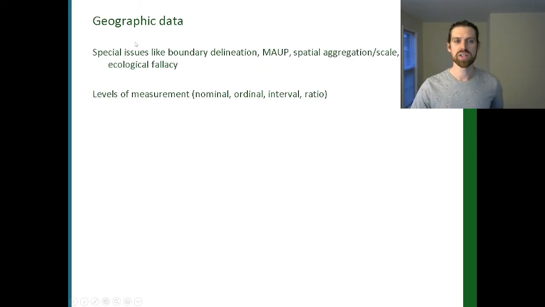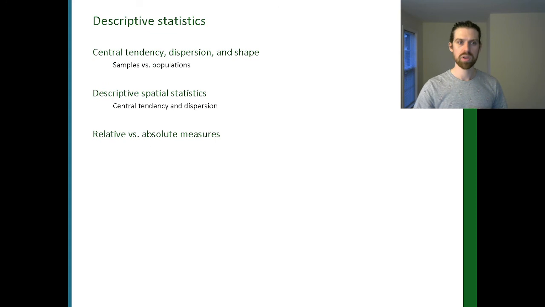So we covered geographic data, including issues pertaining to boundary delineation, the modifiable areal unit problem, spatial aggregation issues, and ecological fallacies. We covered different types of measurement data, so whether that's the standard interval or ratio you're probably used to working with, or whether it's nominal, categorical, or ordinal, so categories with specific orders. We then covered how to calculate on quantitative data, how you would estimate the central tendency for a data distribution, along with the dispersion and the shape of those distributions.